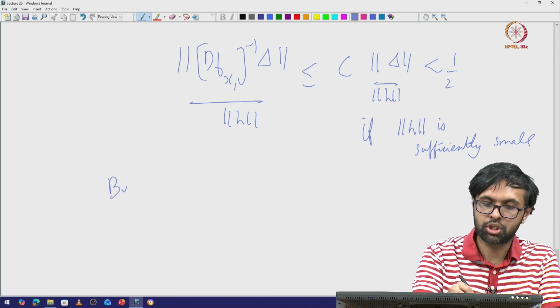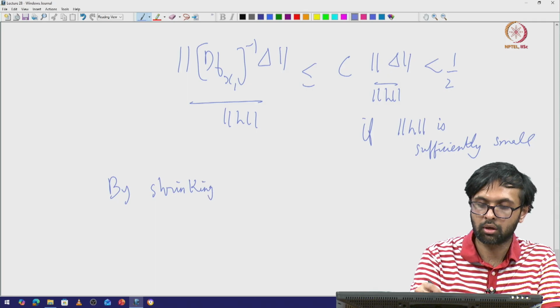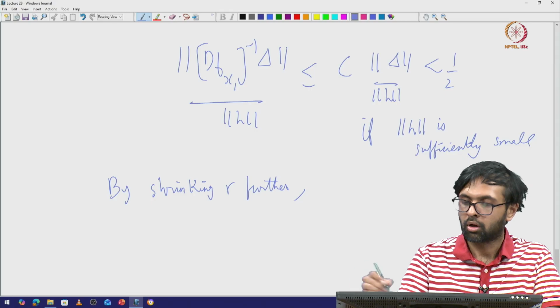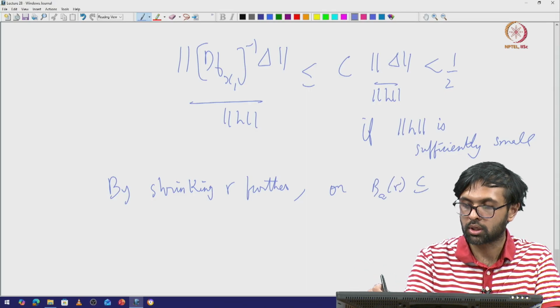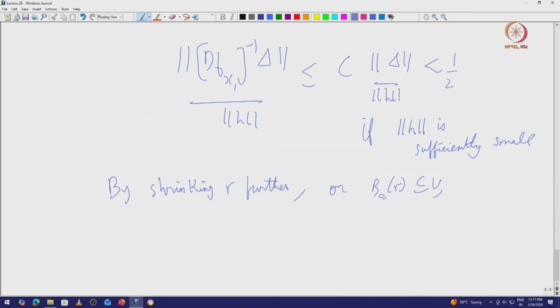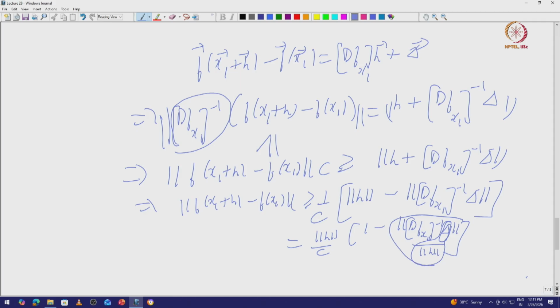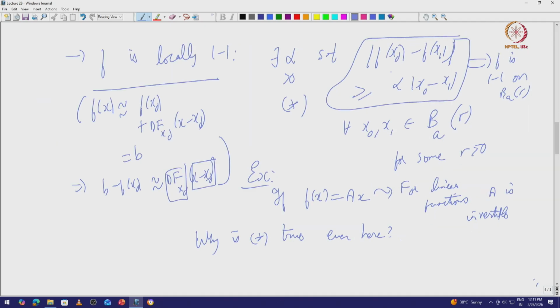In other words, by shrinking R further if necessary on BA of R, which is contained in U, what we have is that norm of f of x1 plus h minus f of x1 is larger than this, where alpha is 1 divided by 2c. Because this is less than half, so 1 minus this is larger than half. So that proves that f is not only locally 1 to 1, but also this rather strong statement holds.